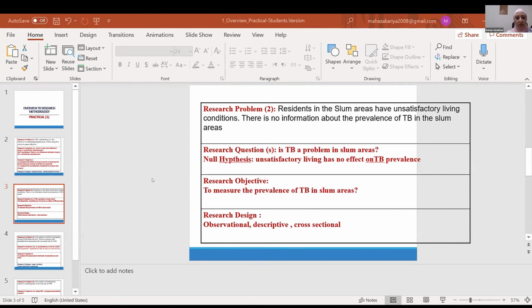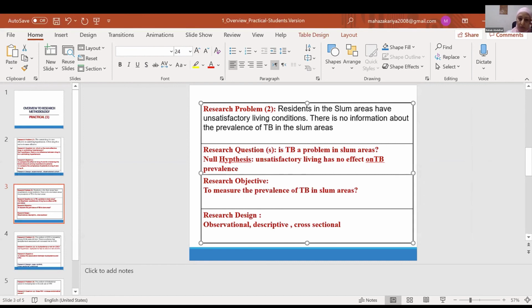Any comments on that? Is there a difference if we mention slum areas versus unsatisfactory condition, or it's the same? Well, I think we can say slum areas and we can say unsatisfactory living conditions. It's more or less the same, but in the objective, I think we have to be very specific to identify our place or where we're going. So better to mention slum areas. Yes.